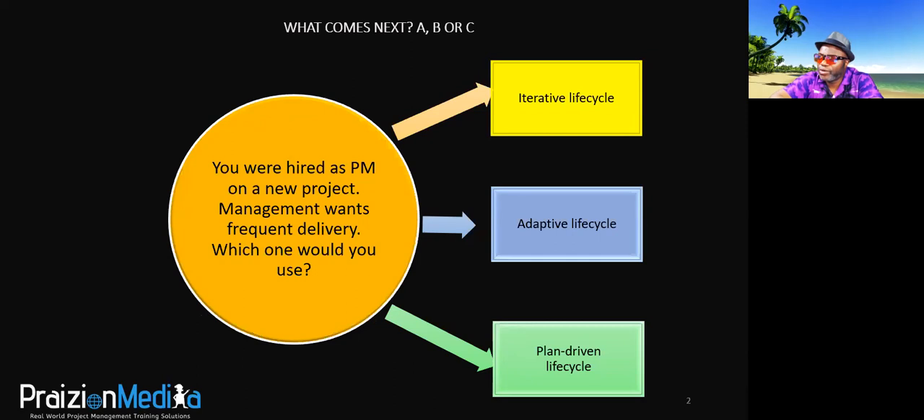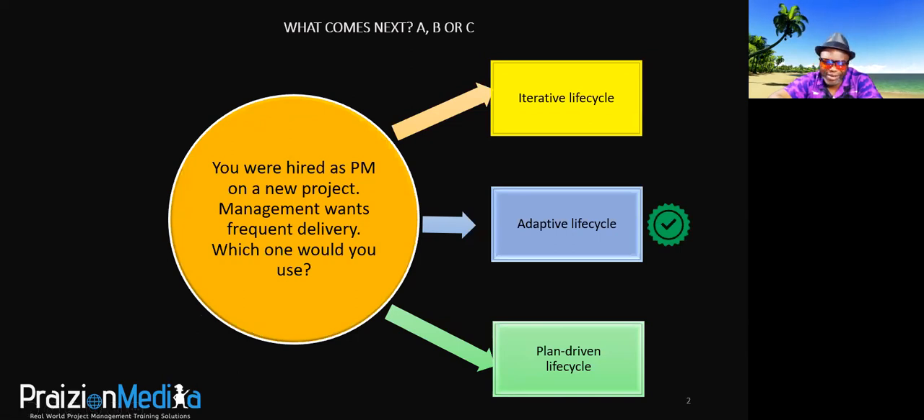All right. So this is a common error. A lot of people think that frequent delivery means iterative. It does not. So if you go to page 19 in the Agile Practice Guide, what you're going to find is iterative means doing things in cycles, but that doesn't mean delivering in cycles. There's a difference between doing in cycles versus delivering in cycles. So if you are delivering in cycles, you want to choose the adaptive.